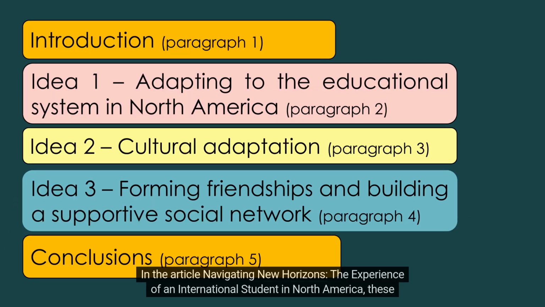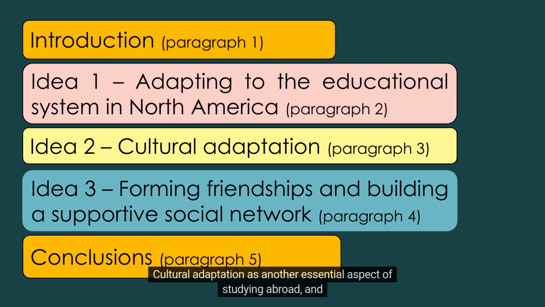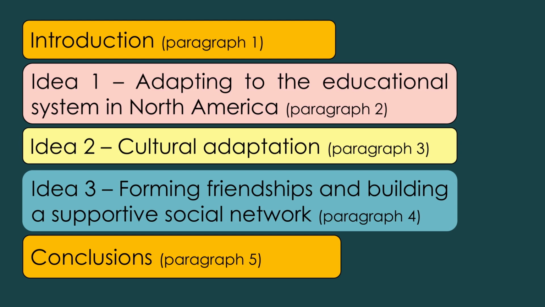In the article Navigating New Horizons: The Experience of an International Student in North America, these 3 ideas are adapting to the educational system in North America, cultural adaptation as another essential aspect of studying abroad, and forming friendships and building a supporting social network. These ideas are developed in paragraphs 2, 3, and 4, but they're first introduced in paragraph 1 and then brought together again in paragraph 5.